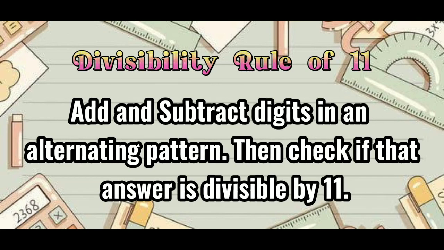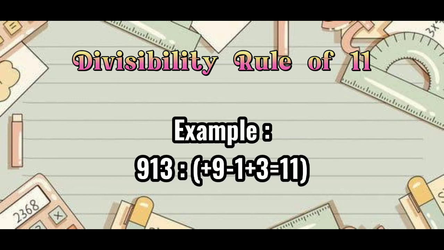Divisibility rule of 11. Add and subtract digits in an alternating pattern. Then check if that answer is divisible by 11. For example, 913. 9 minus 1 plus 3 is equal to 11, and 11 is divisible by 11. Therefore, 913 is divisible by 11.